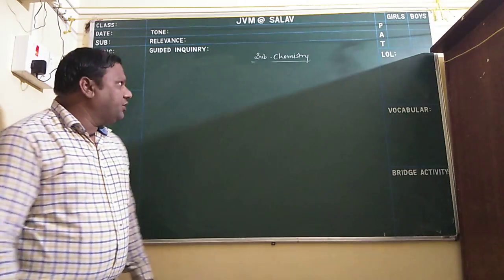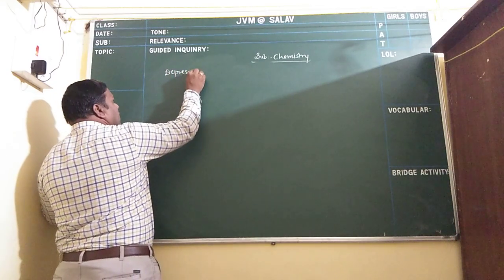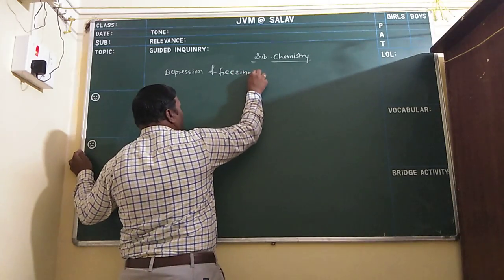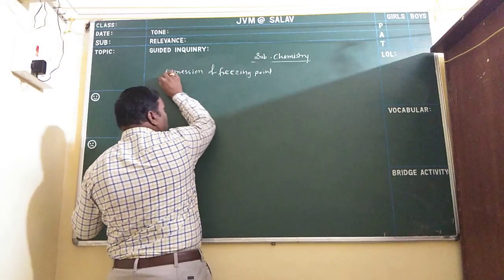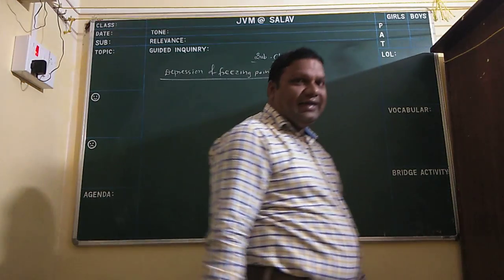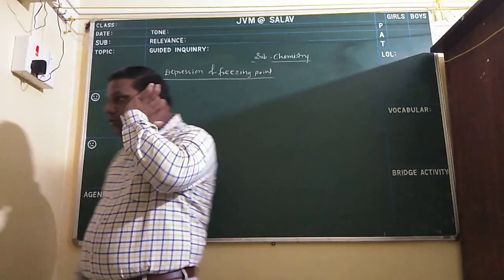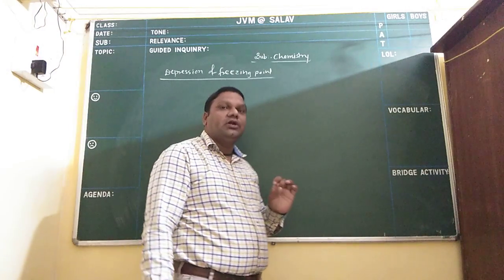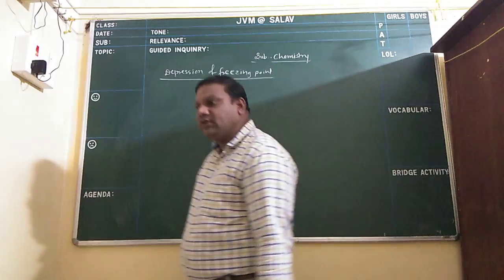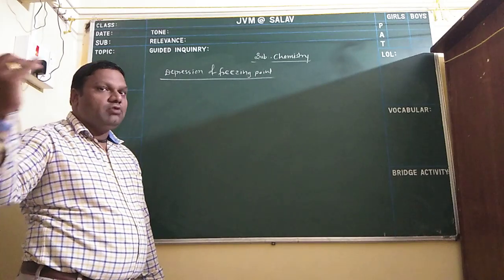Okay, so depression of freezing point. First of all, what do you mean by freezing point? Freezing point is defined as the particular temperature, at atmospheric pressure, at which a liquid converts into a solid state. This temperature is called the freezing point. Understood? So liquid converting into solid, this process is called freezing.